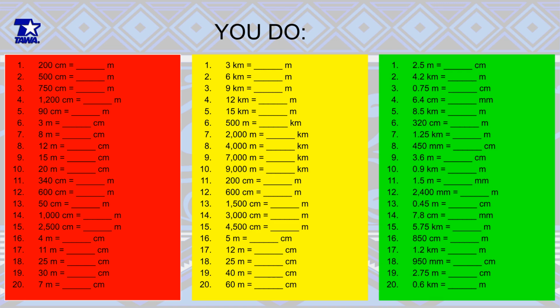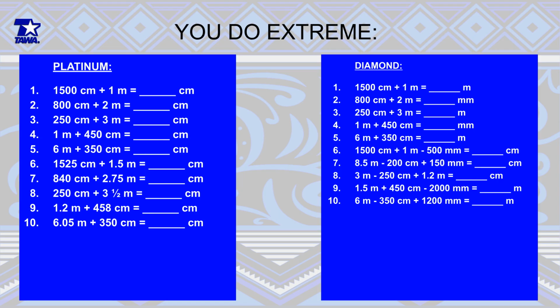The red column focuses on conversions involving meters and centimeters. The yellow column includes kilometers. The green column mixes all units. For a greater challenge, try the you-do extreme exercises. Platinum involves additions with mixed units, requiring conversion before summing. Diamond includes more complex mixed unit operations, including subtraction.